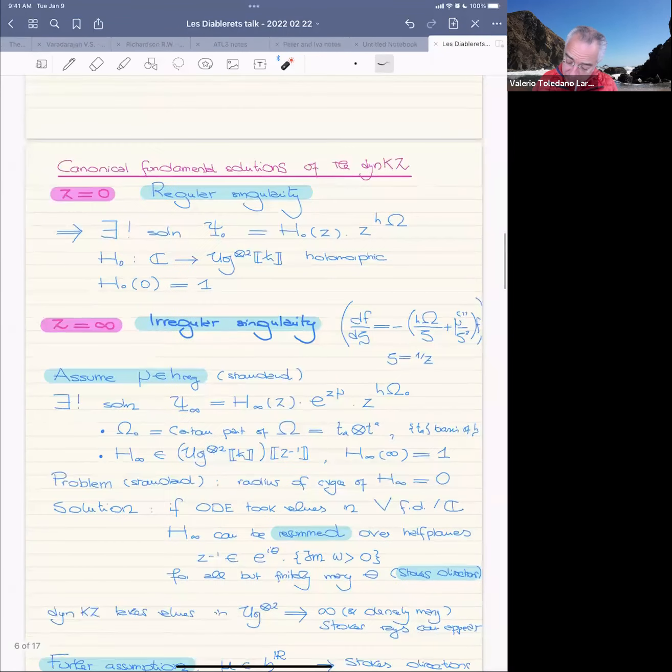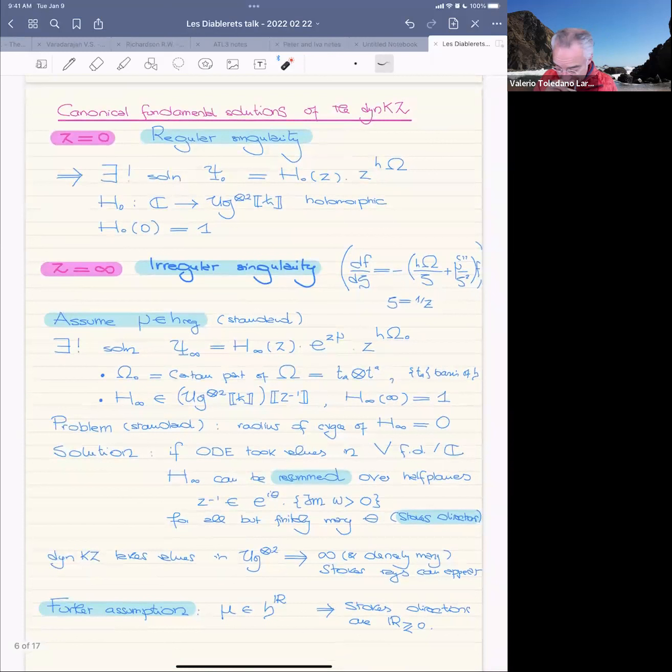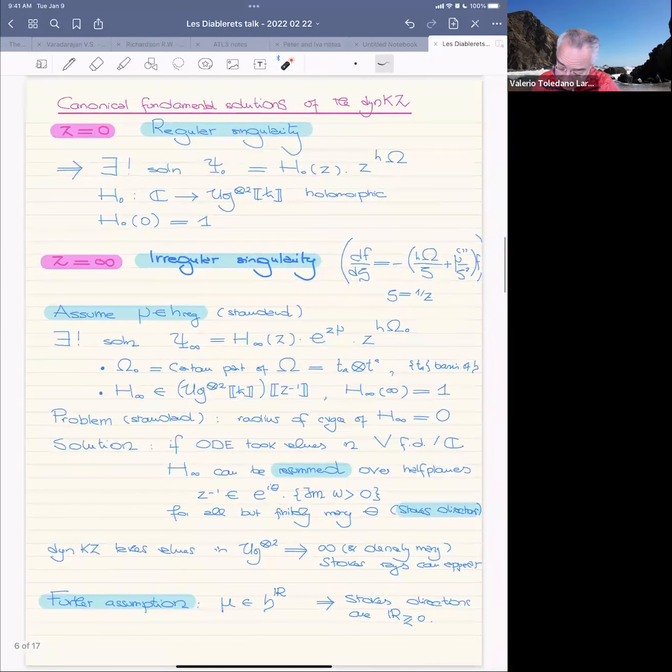Now, if this equation were to take values in a finite dimensional vector space, then there would be a way to resum this formal power series to get honest holomorphic functions on half planes, planes of aperture pi, for all but finitely many directions. In this case, however, the dynamical KZ equations take values in an infinite dimensional vector space, and there are Stokes rays, infinitely many, and if you don't make your choices right, there are densely many. So it makes life difficult.